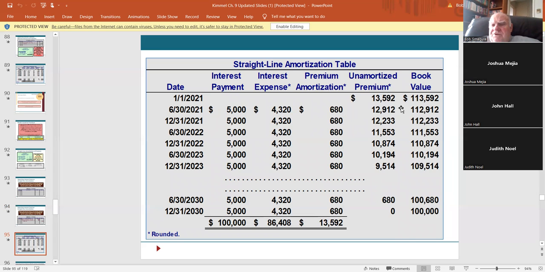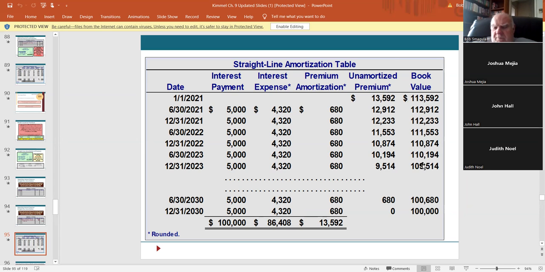So what are we doing? What is amortizing all about? It's about taking this 113,592 and getting the balance down to $100,000 in 10 years. So we start off with 113,592. We subtract 680. We get 112,912. We subtract 680. See how it's going down? And at the end of 10 years, you'll be down to $100,000. Okay? Look at the premium. Premium's coming down. So with a discount, we're starting with a lower number and going up to 100,000. With the premium, we're starting with a higher number and coming down to 100,000.